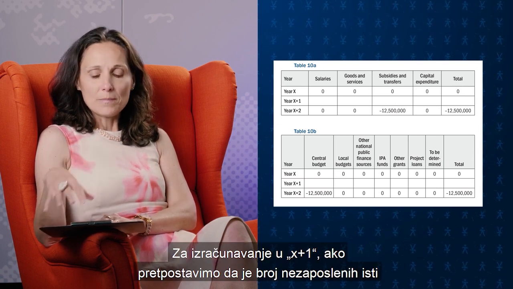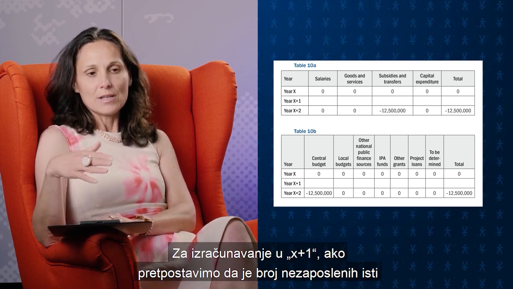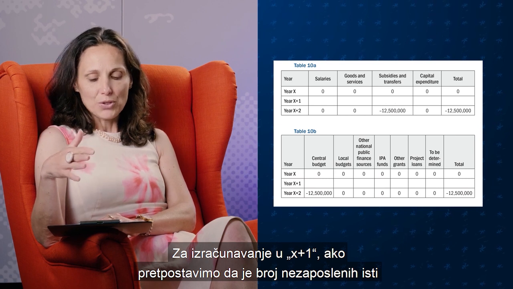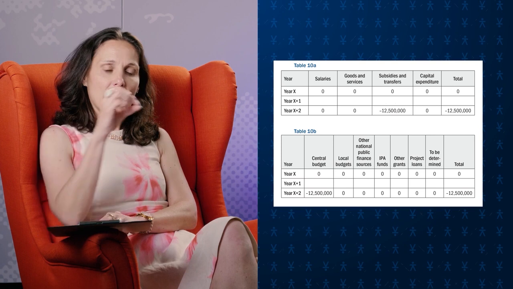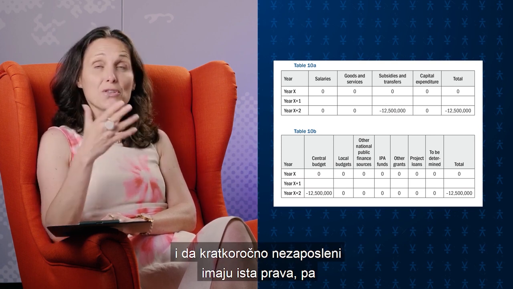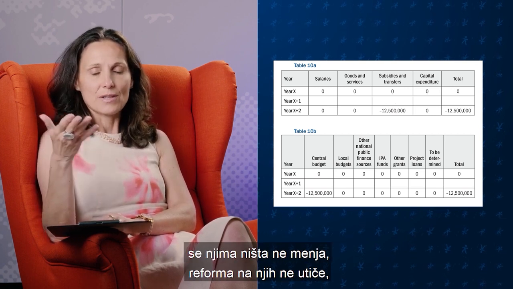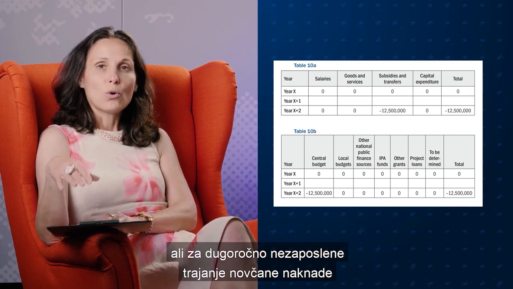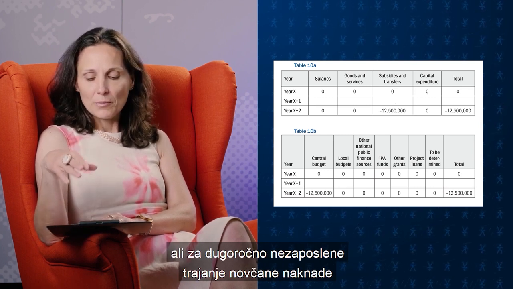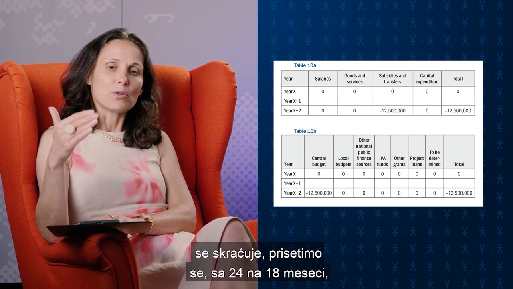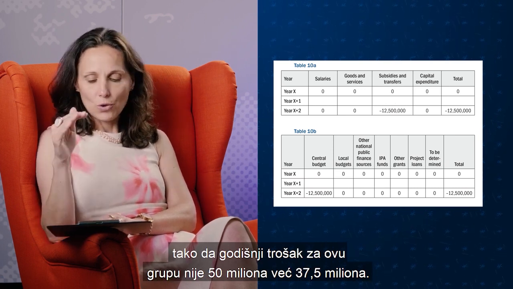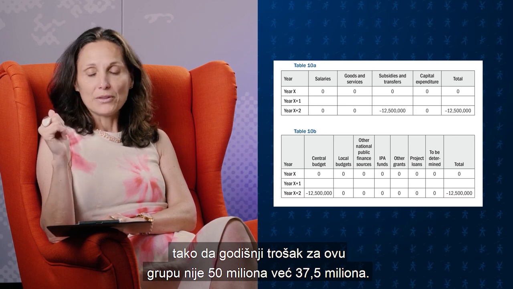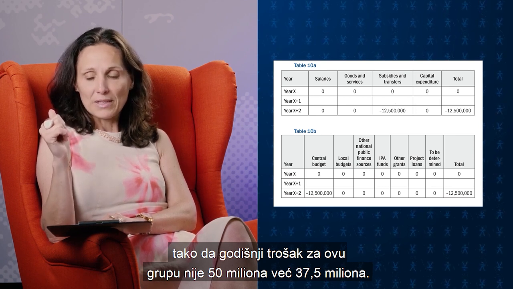In X+1, we do the calculation in such a way with the pre-assumption that if it's the same number of unemployed, then the short-term unemployed have the same rights, so nothing changes, they are not affected by the reform, whereas the long-term unemployed, the benefit is shortened, remember, from 24 to 18 months, so the annual cost of this cohort is not 50 million, but 37.5 million.